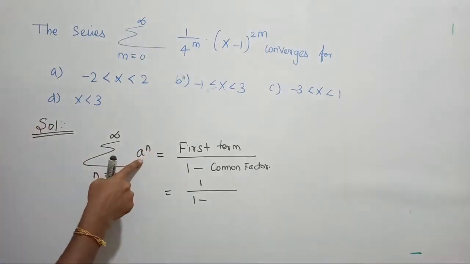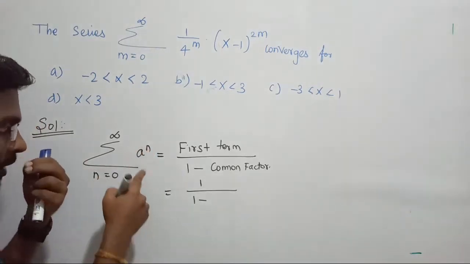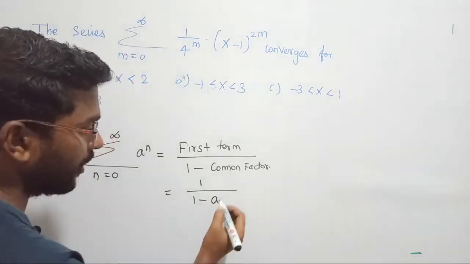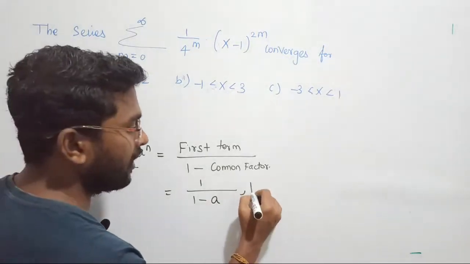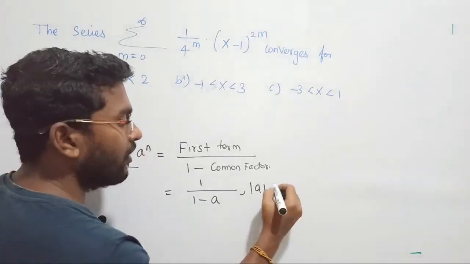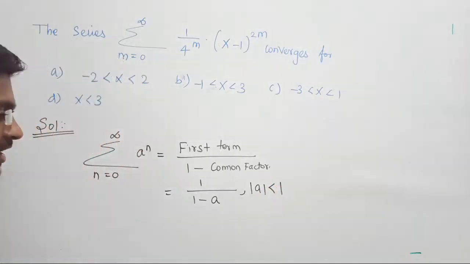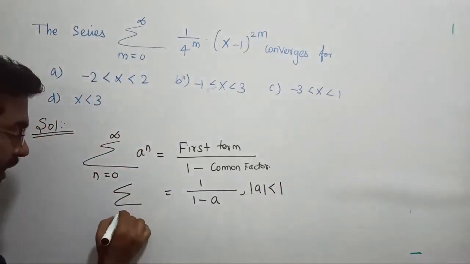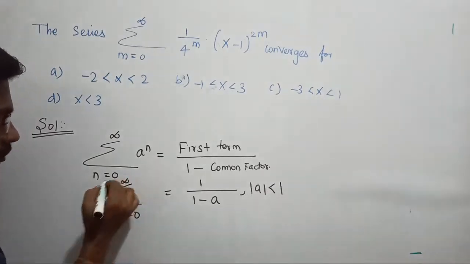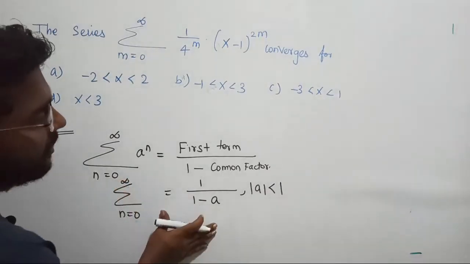Common factor is a. Here I told you, whatever term is inside n is going to be your common factor. And I also told you the mandatory condition in this series is that the value of a must be less than 1. Do you remember? Yes, that is the series expansion for n equal to 0 to infinity. Just compare this one with this one.